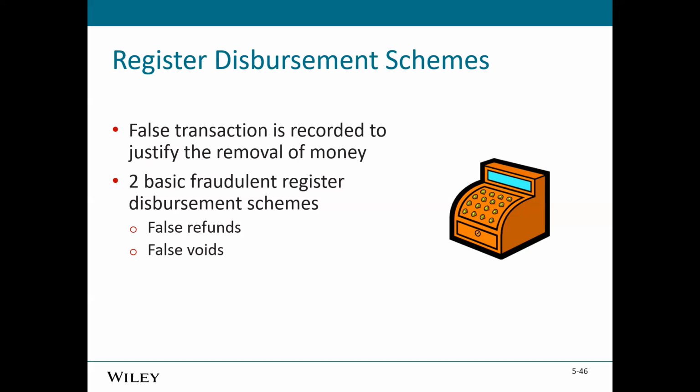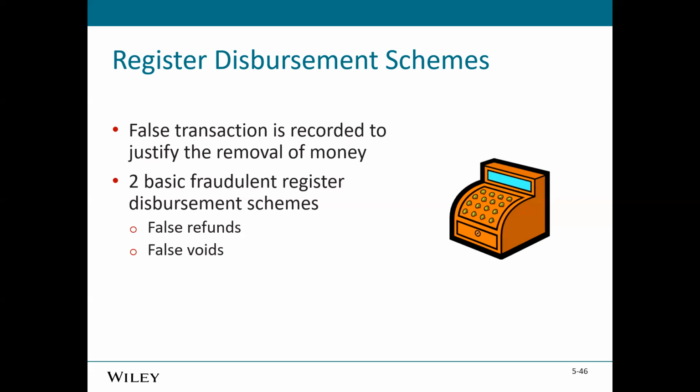The difference is that we have money removed from the cash register, but it's falsifying that transaction. And we have that money recorded on the register tape. So for example, in a false refund, we're recording the refund, we're recording the void, it just never actually happened. So that's why these differ from those skimming and larceny schemes we talked about last week.